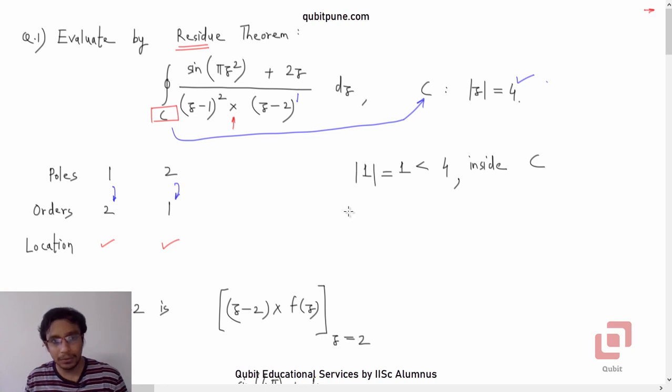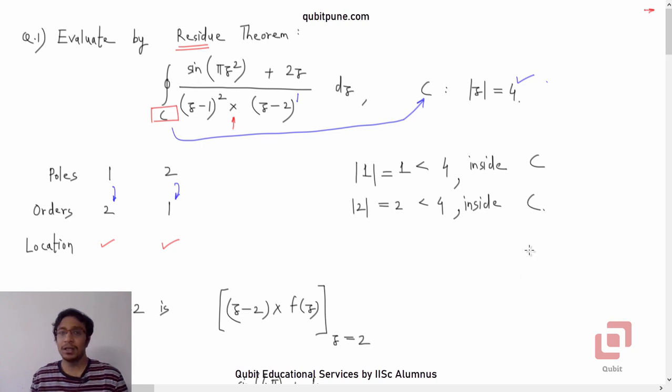Okay. Go to mod 2. Again less than 4. So this also lies inside C. So in order to find the value of this integral, we will find the residue at 1 and at 2. We will add the residues and we will multiply the addition by 2 pi i. That is what the residue theorem tells us. Okay, so let us do that.